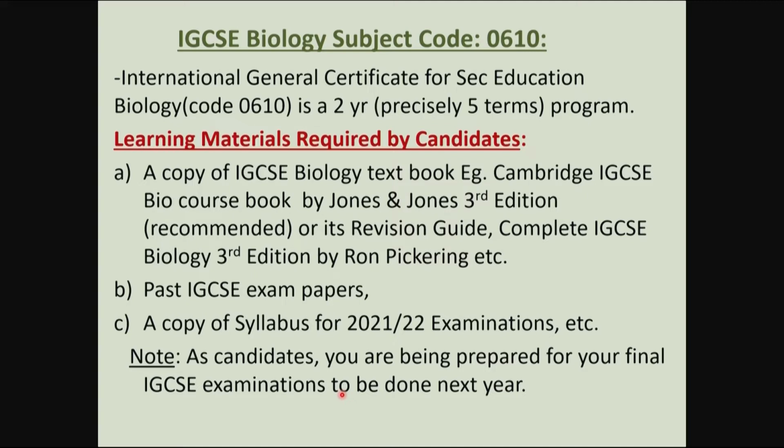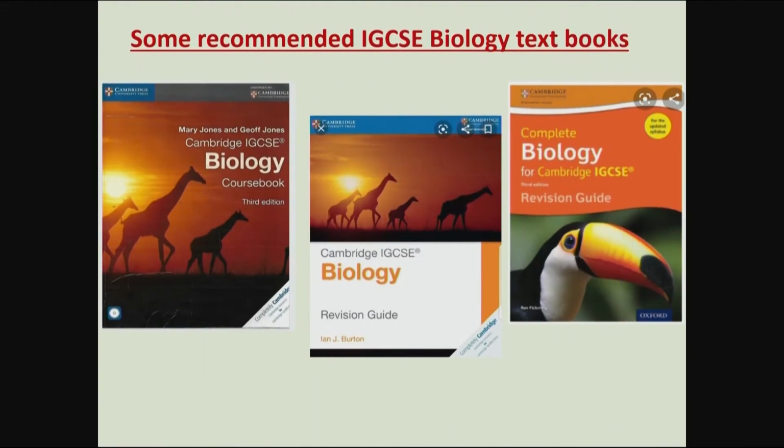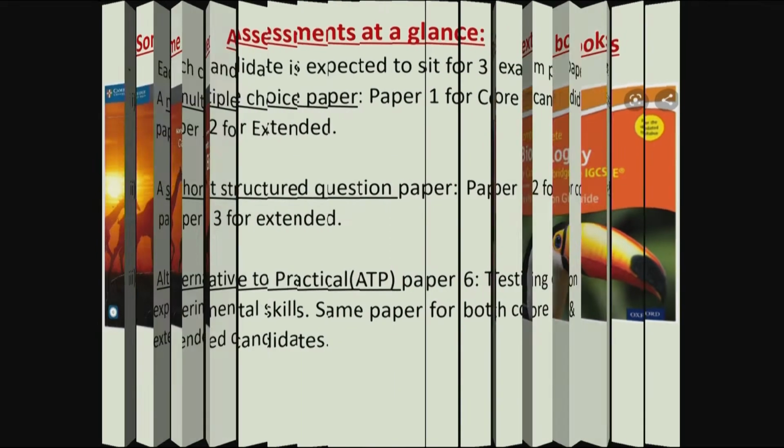I would encourage you to look at the past papers from 2016, which go in line with this new IGCSE syllabus. The last learning material you require is a copy of the syllabus for your examinations. Remember, as candidates, you're being prepared for your final exams, which you'll do next year. Here are some of the recommended IGCSE biology textbooks. You can have a look at them. The first one is the Cambridge IGCSE biology by Jones and Jones. We have its revision guide, and then of course we have the complete biology textbook.